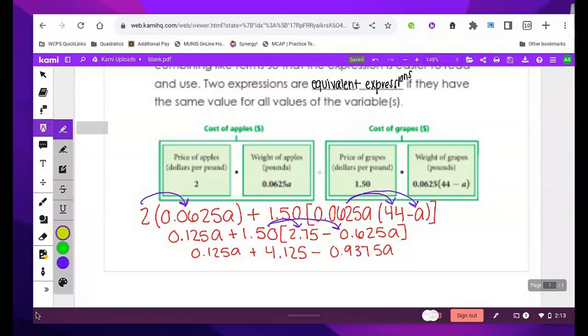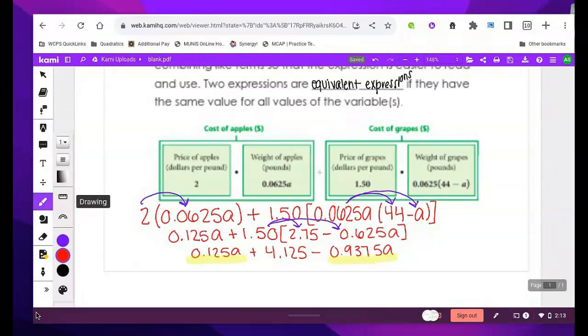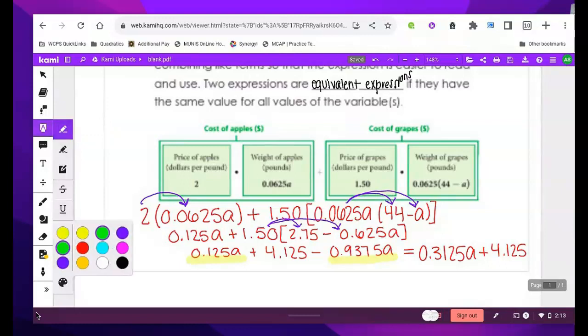And then I can combine like terms like we did on page 7. So this term, 0.125a, minus this term, 0.9375a. Since they both have an a, we can combine them together to give us 0.3125a plus 4.125. And notice the 4.125 does not have any like terms with it, so it just stays the same.